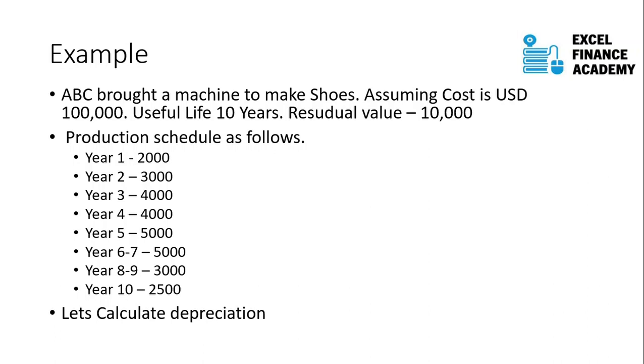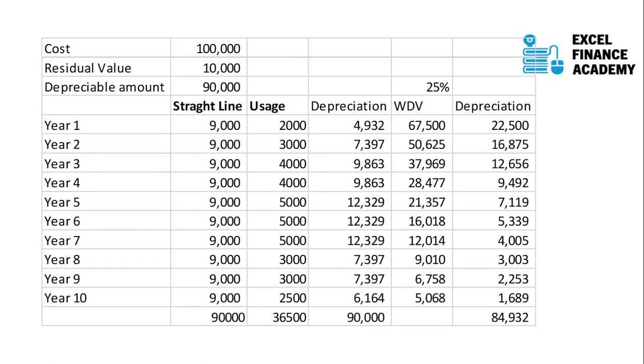So the production schedule is like this: 2,000, 3,000, 4,000. I just made it up. Now if we calculate the depreciation, this is how we calculate. Cost is 100,000 minus the residual value. You don't charge depreciation on residual value.